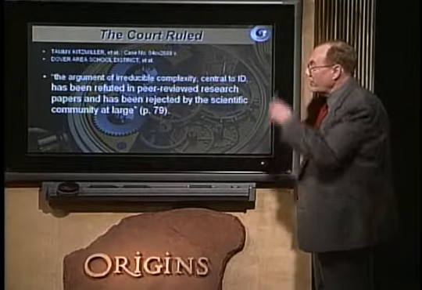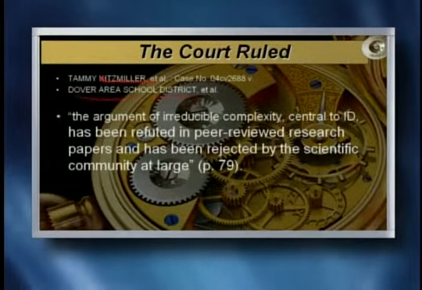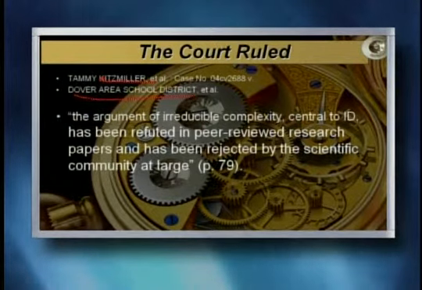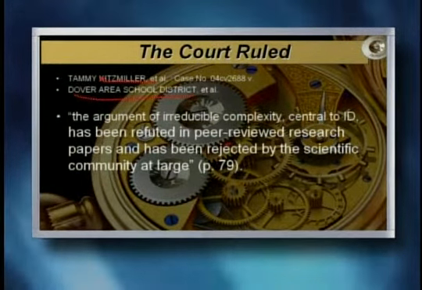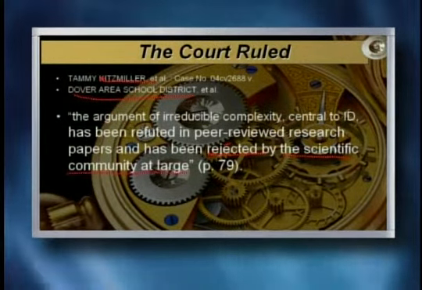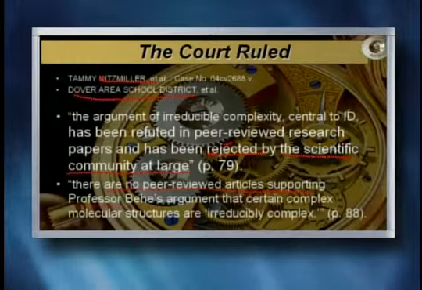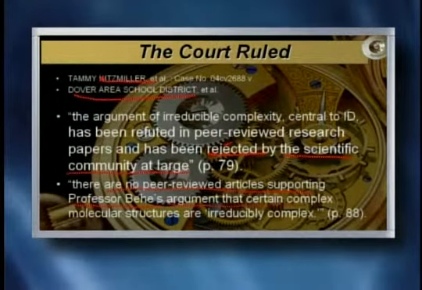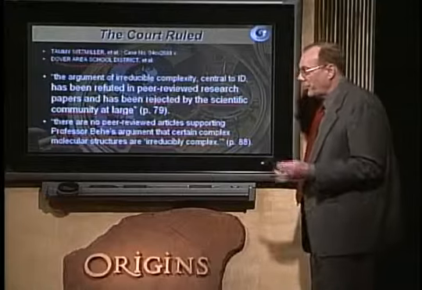Okay, the court ruled, and this is a case in Pennsylvania, the Kitzmiller case, Dover Area School District, and the judge ruled, and I'll quote him, "The argument of irreducible complexity central to ID, intelligent design, has been refuted in peer-reviewed research papers and has been rejected by the scientific community at large." That's what he ruled. He said there are no peer-reviewed articles supporting Professor Michael Behe of Lehigh University's argument that certain complex molecular structures are irreducibly complex. But if you think about the material I presented, this is absolutely ludicrous.